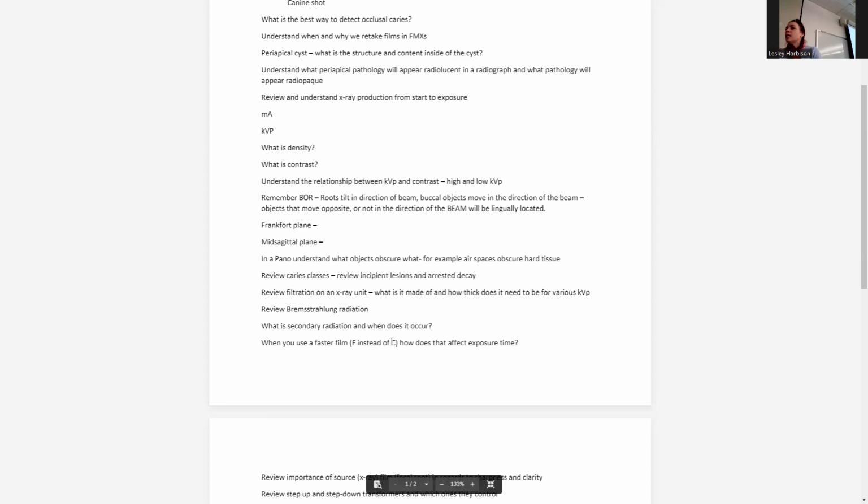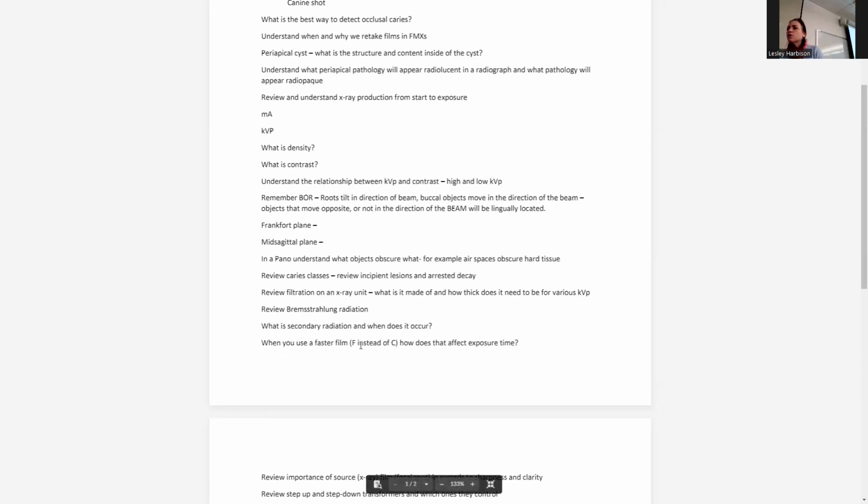What is secondary radiation and when does it occur? Basically secondary radiation is just after the primary beam has hit something, the cheek, the tooth, whatever it's hit. If it has come in contact with something, then it splits off, it scatters to some degree, and if that photon keeps going, that's secondary radiation. If it becomes completely absorbed in whatever it came in contact with, then it's kind of done. But if it continues to live on and do something, then it's secondary radiation.